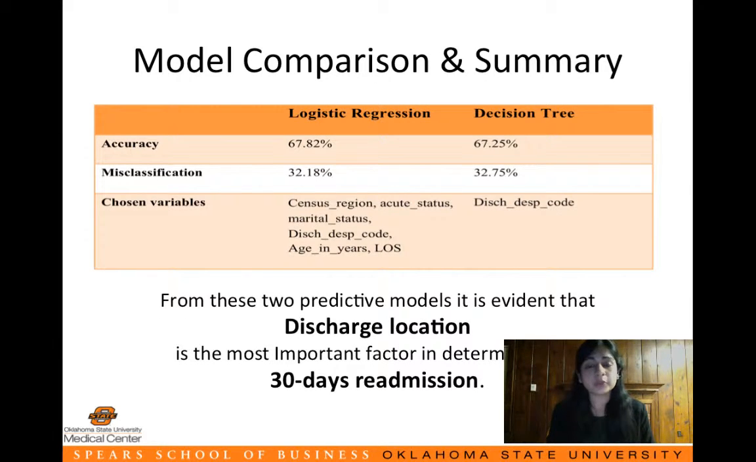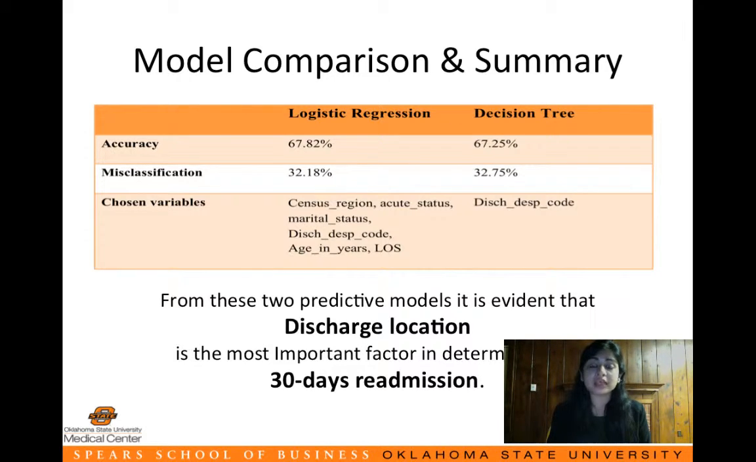So after studying both the logistic regression and the decision tree, we found the accuracy of logistic regression was 67.82%, whereas for decision tree was 67.25%, which is almost equal for both of them. Both the models are performing pretty well.